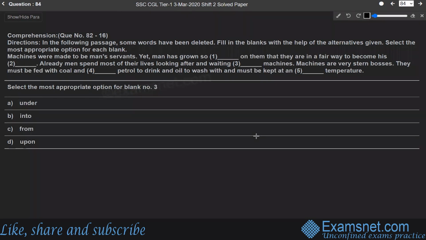Next question also consists of the same directions. So here for this part, we have to select the most appropriate option for blank number third. So first let us look at the blank number third. It is present here, right? So let us have a look towards the sentence. The sentence is, already men spend most of their lives looking after and waiting blank machine. So the part here is waiting blank machines, right?